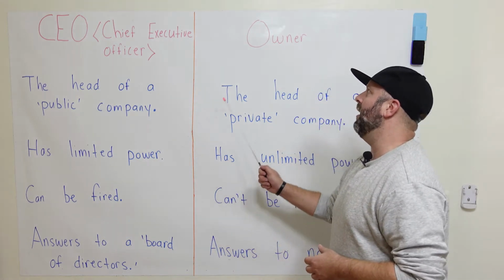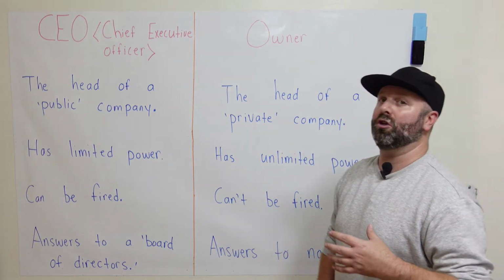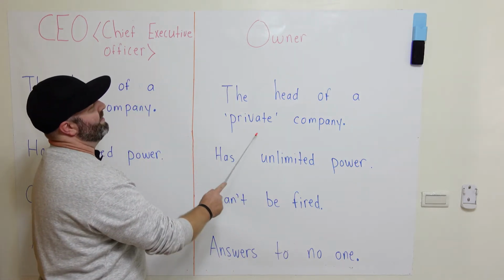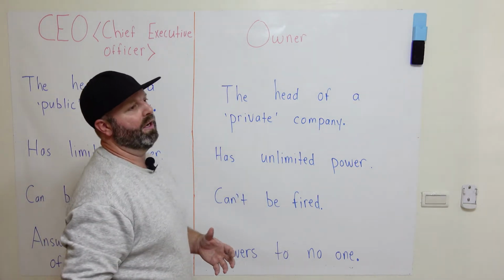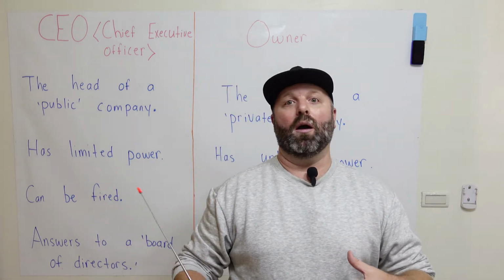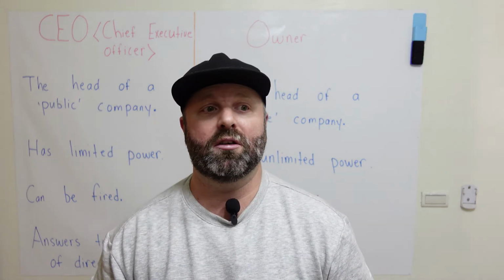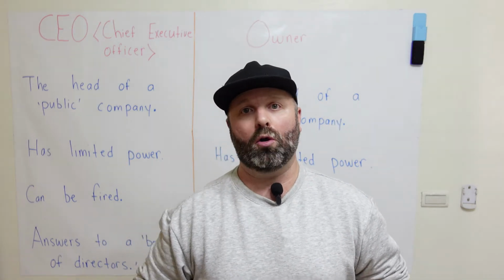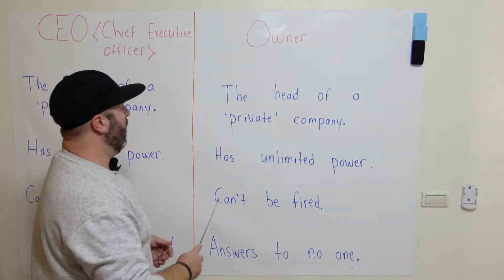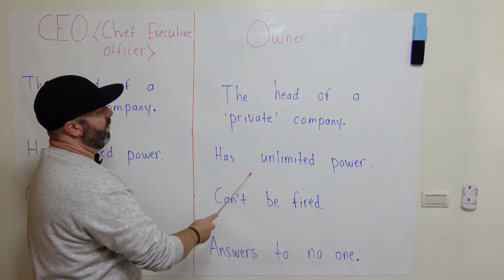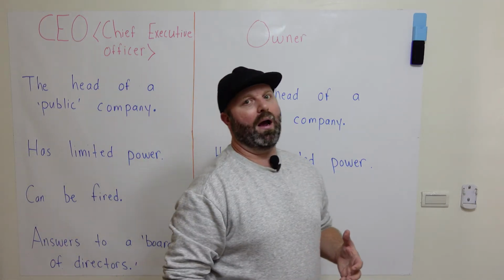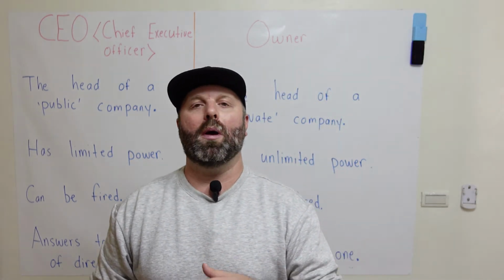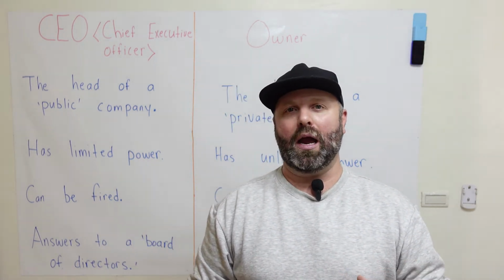So when we compare a CEO simply to the owner of a business, well, an owner is the head of a private company. That could be a big company, or it could be something as small as Joel's Hamburger Shop, okay? I'm the owner. It's all me, all right? Now, the owner of a private company has unlimited power. I can do anything I want. I can run my business any way I want to.